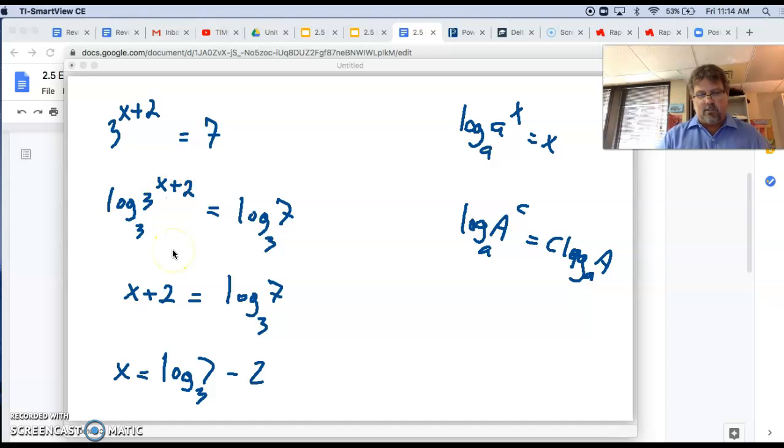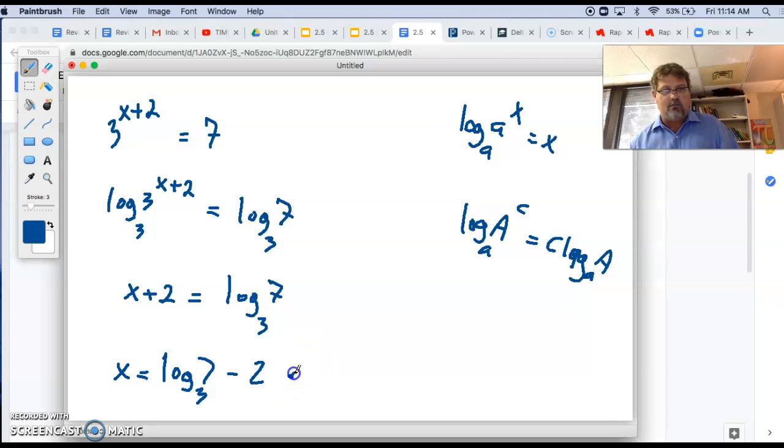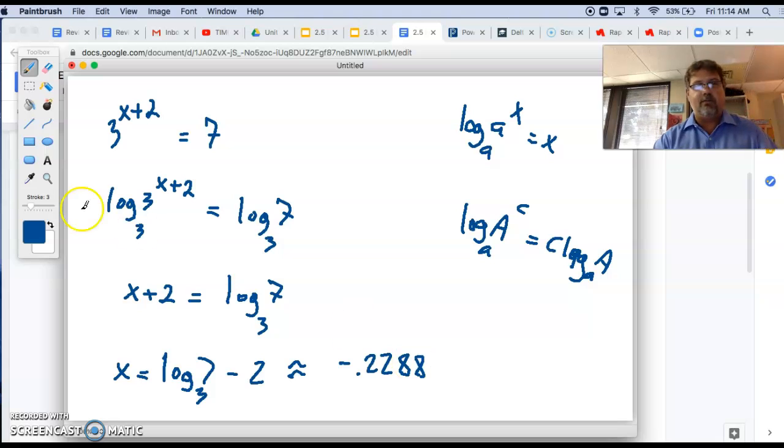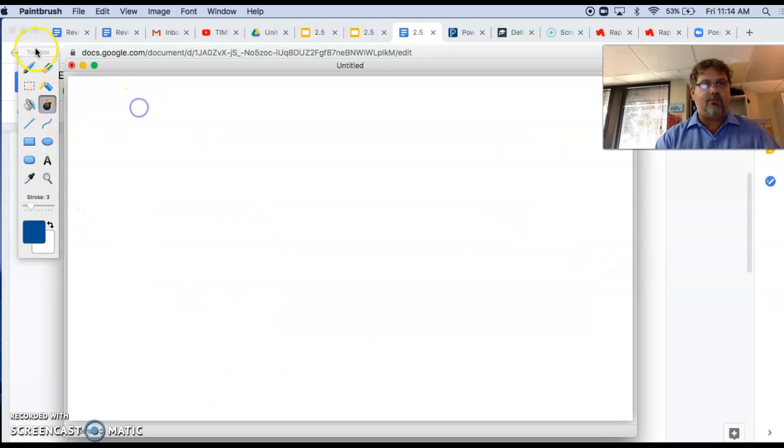And we could say it's approximately, if you're working in Delta Math or something, and they want an approximate answer, we would say it's approximately negative 0.2288, or whatever decimal place they're requiring, and it says it in there. All right, so there's our first one.